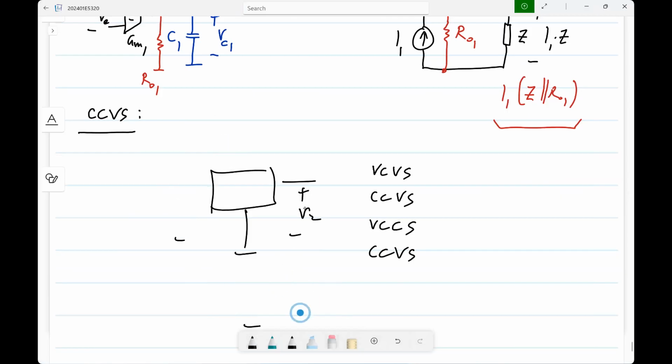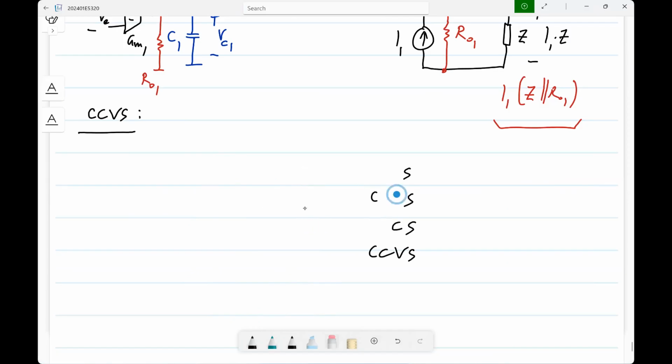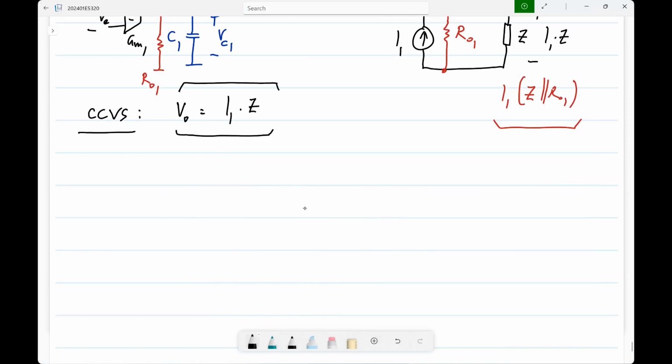So instead of just sticking an impedance across a current source to get the voltage, we have to make a current controlled voltage source whose output voltage is, let's say, I1 times Z. This is what we want to do. So how do we do this? What is a good way of making a current controlled voltage source?